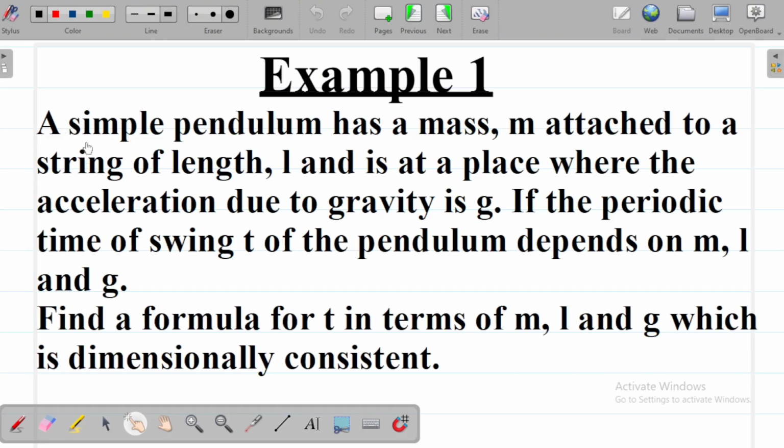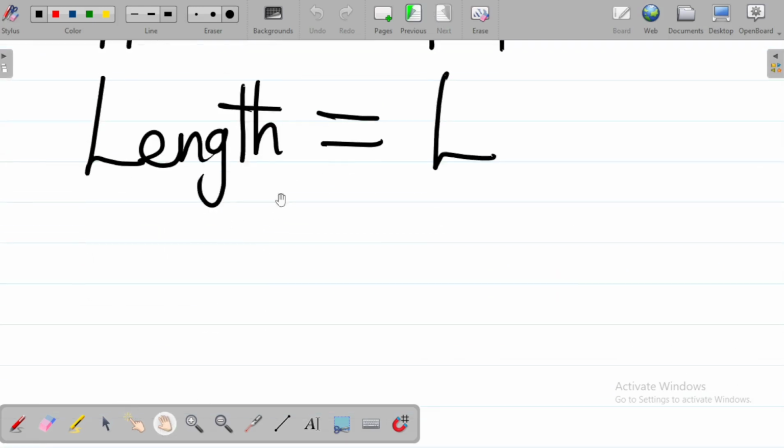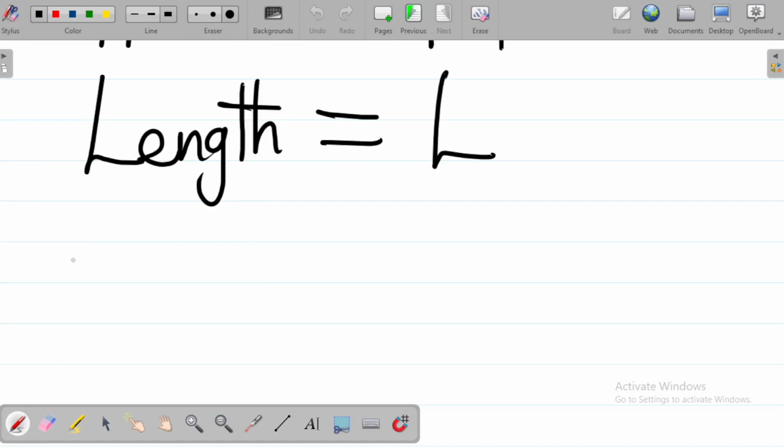Now this is the question. Let's confirm. A simple pendulum has a mass m. So mass is here, attached to a string of length L. So we have L, which is length, and is at a place where the acceleration due to gravity is g. So g is the acceleration due to gravity. If the periodic time of swing t, so we are also given the periodic time of swing, which is t. So what's left? We have acceleration due to gravity.